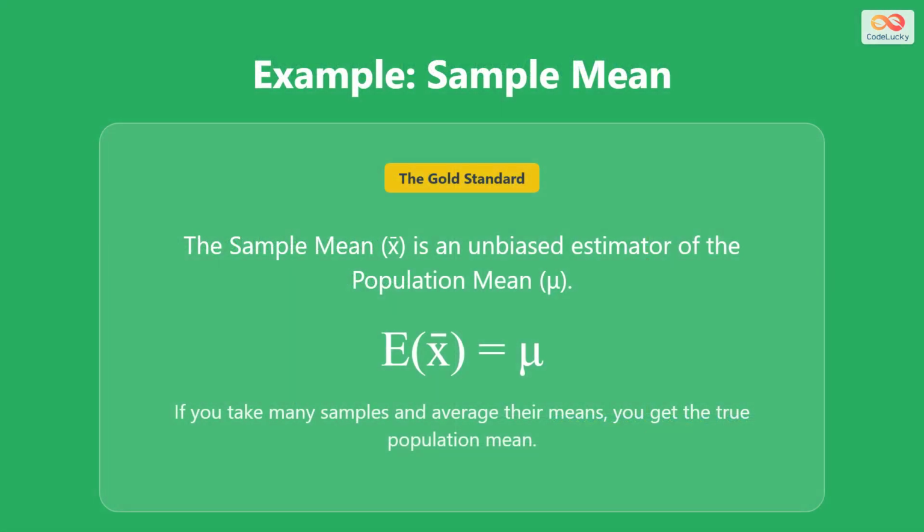The most classic example of an unbiased estimator is the sample mean, x bar. Statistics tells us that the expected value of x bar is exactly equal to mu, the population mean. This means that if you take enough random samples and average their means, you will arrive at the true population mean. This is why the sample mean is such a popular and powerful tool.